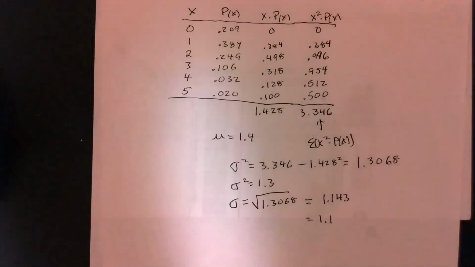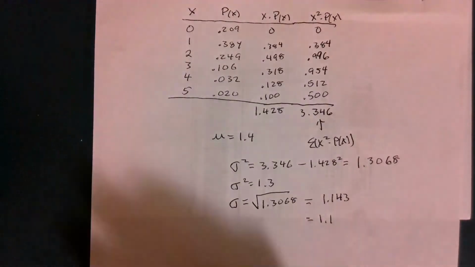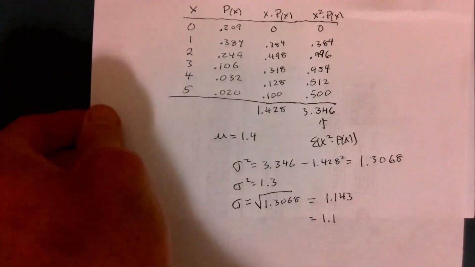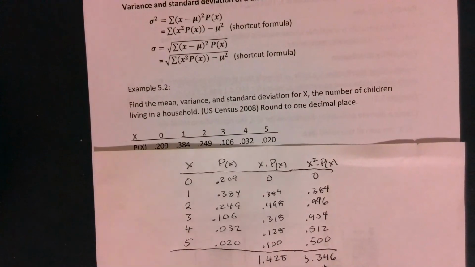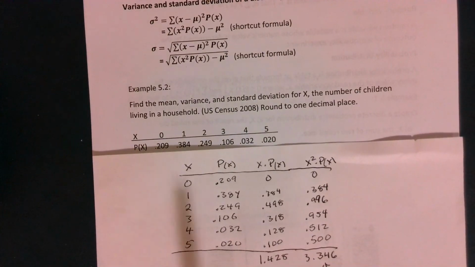So for the number of children living in a U.S. household, the mean number of children is 1.4. The variance is 1.3 for the number of children. And the standard deviation is 1.1 child. So that's how you do the calculation.